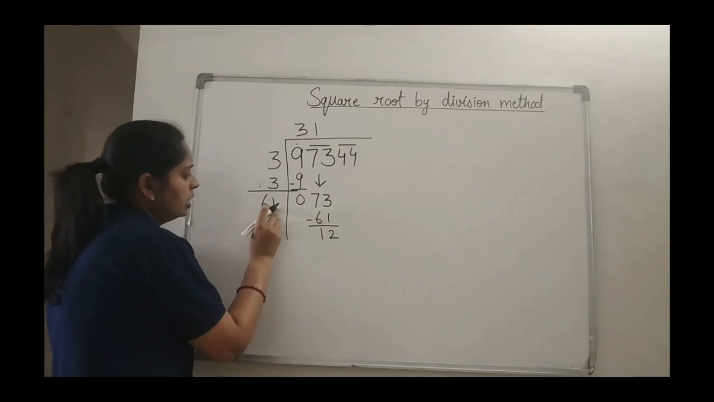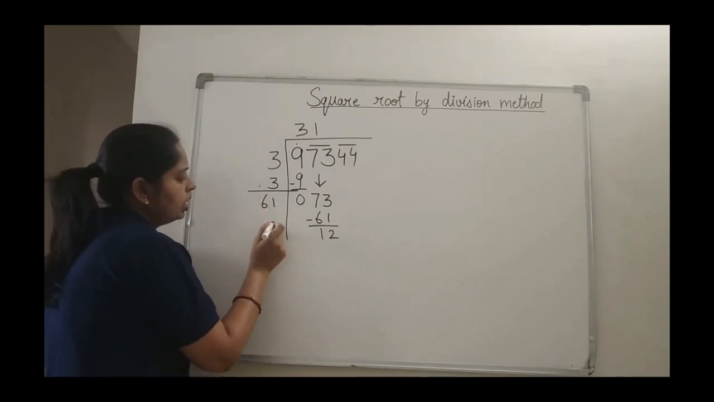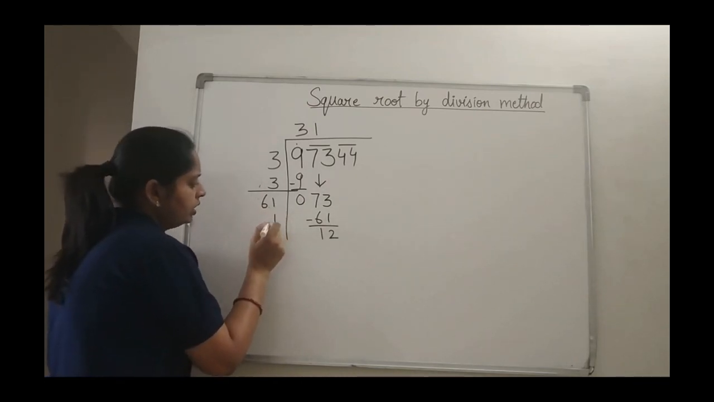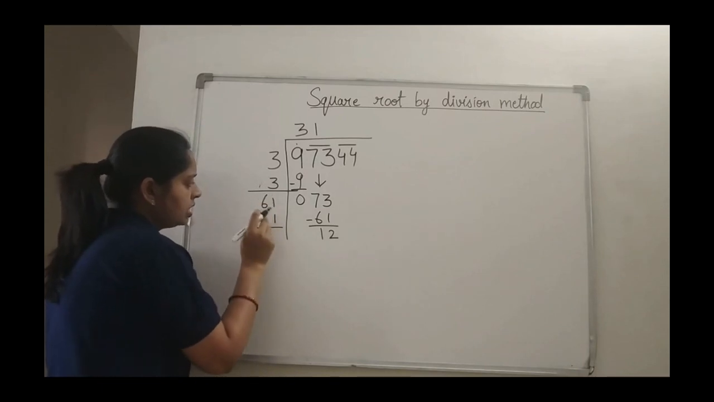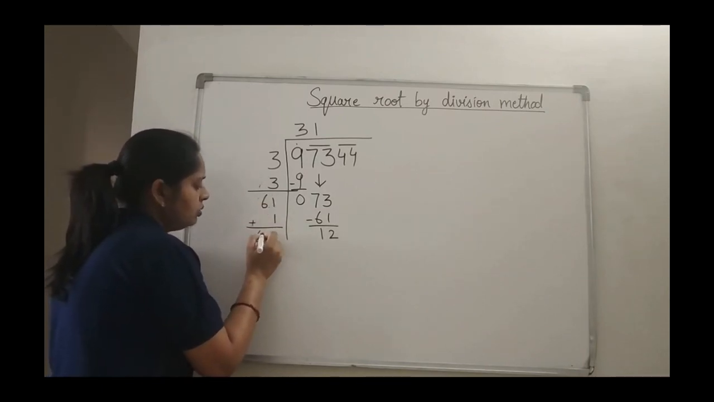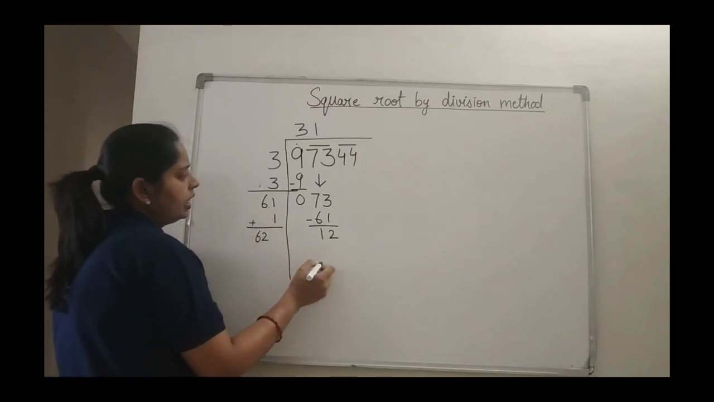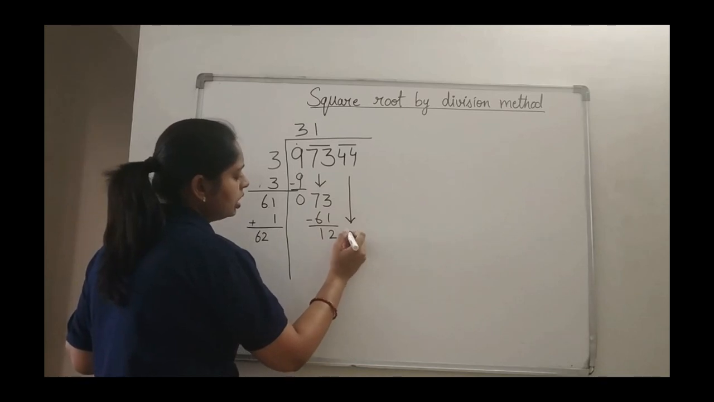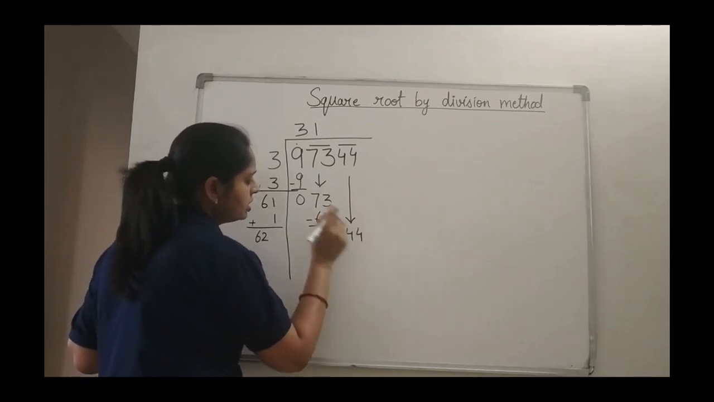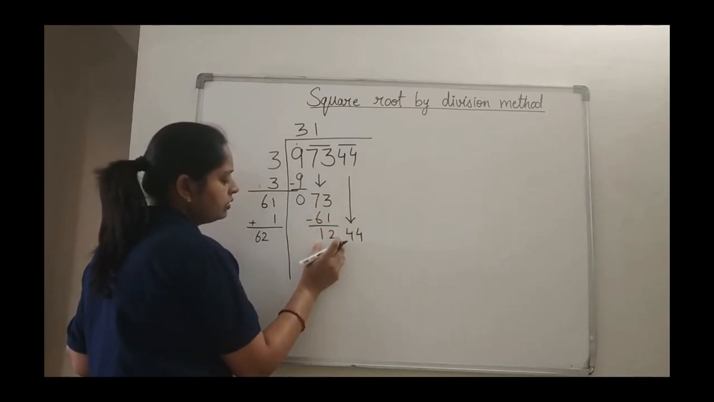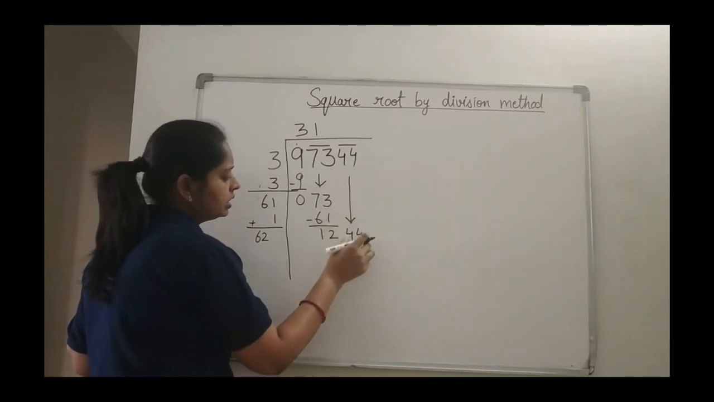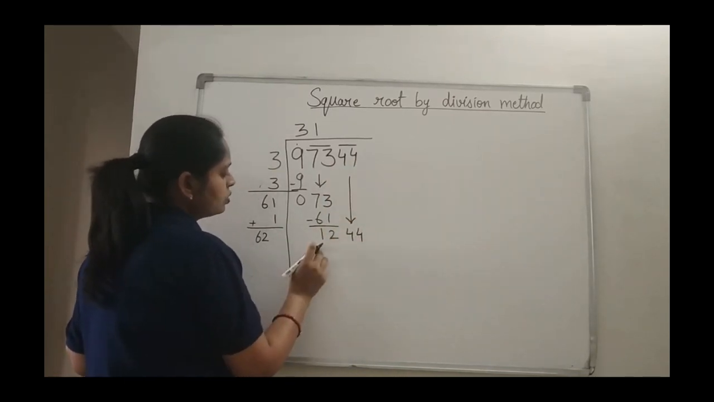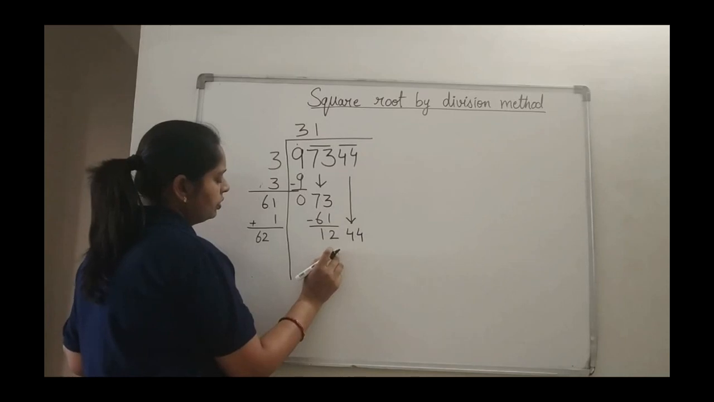Okay. And here what happened? One entry you have done. So you will add only 1. You will add the same digit over here. So 61 plus 1 will give you how much? 62. Right? And here one more pair is there. So we have to take down the other pair because we have done with the subtraction, and after subtraction whatever number we are having, then we are taking the next pair with it. So 1 2 4 4 we are having.